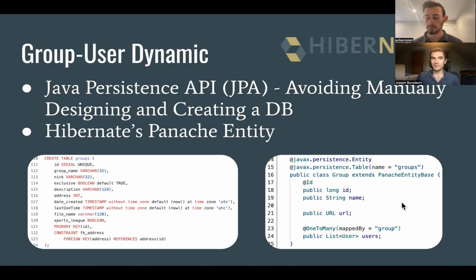A common challenge API teams have is needing a database to run and test their code. In our case, we needed a database designed for our group user dynamic. But we weren't working on database design or construction this summer, and so we wanted a way to automate the process of creating a database. Accordingly, we used a type of Java persistence API to create a database using normal Java objects. So in other words, instead of writing the SQL code like this on the left, we were able to simply write a plain vanilla Java class, as you see on the right, which JPA then converted into database tables. Specifically, we use Panache Entity as our JPA to persist the Java objects.